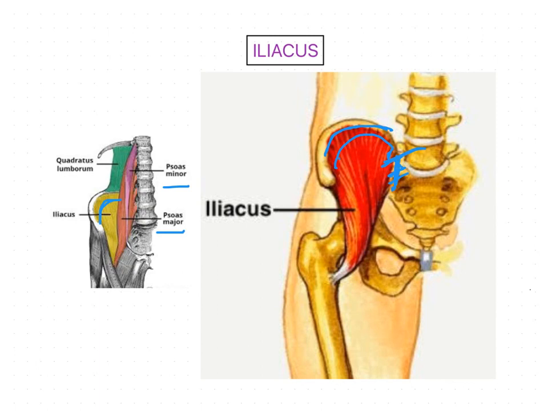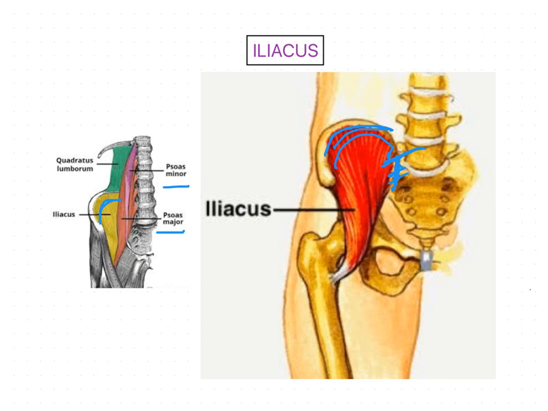So this iliacus is originating from the upper 2/3 of the iliac fossa and the inner lip of the iliac crest. So this is the iliac crest.